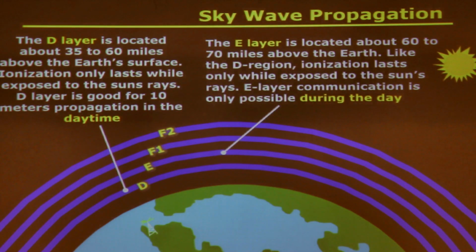Okay, these layers. The D layer is located about 35 to 60 miles above the Earth. It only lasts while exposed to the sun's rays. 10 meters works great on the D layer during the daytime. The E layer is located about 60 to 70 miles above the Earth. It is ionized only while exposed to the sun's rays, and propagation is typically possible only during the day. So you've got the two layers that are active during the day, the D layer and the E layer. The F layer is split up into the F1 and F2.